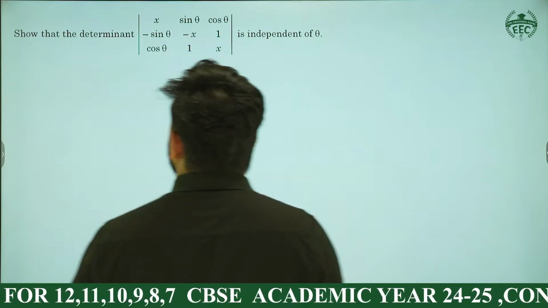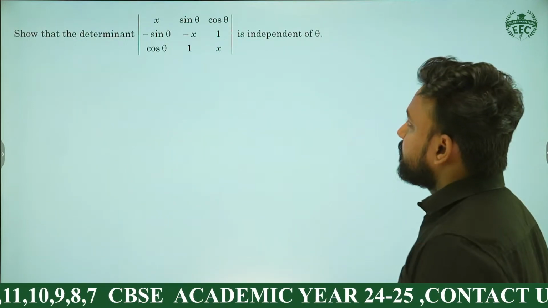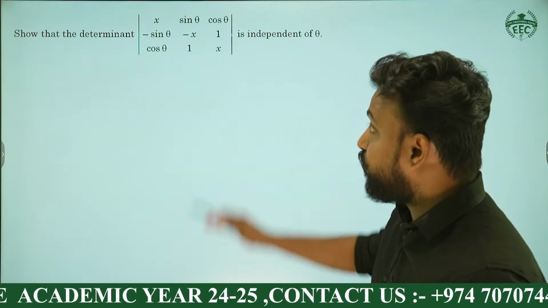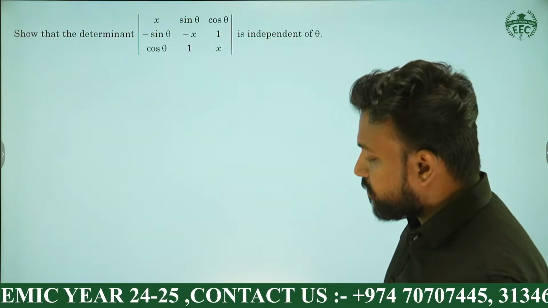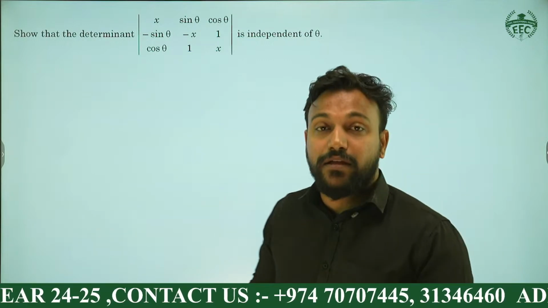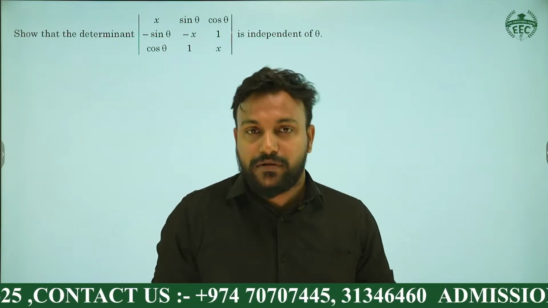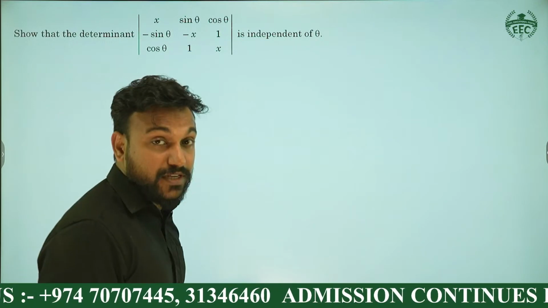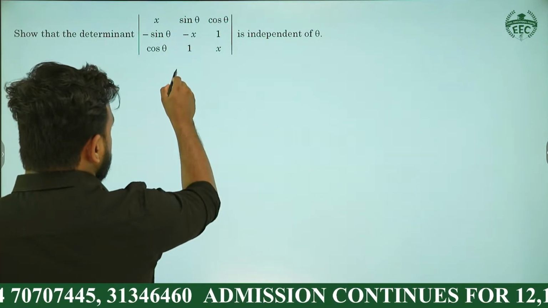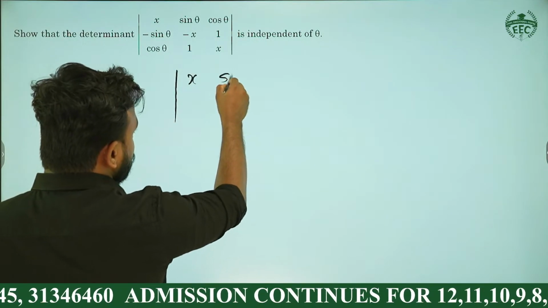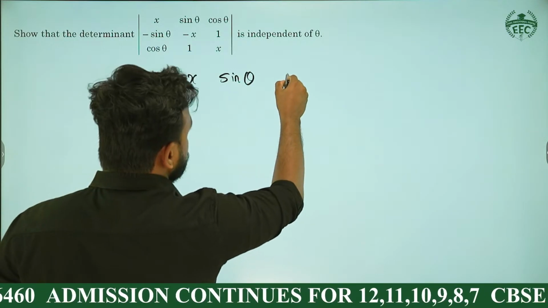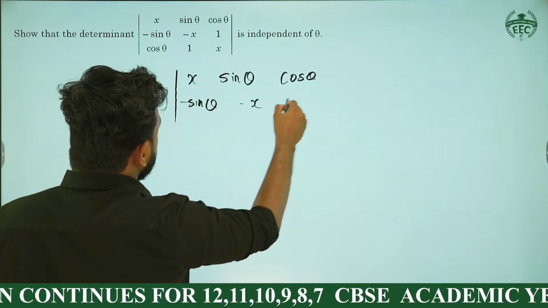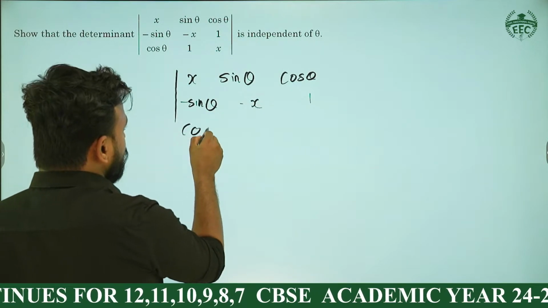Next one. Show that the determinant is independent of theta. It is independent of theta. That means if you find the determinant, theta will not be there. Only x or some other constants will be there. The theta is completely eliminated when you find the determinant of this particular matrix. I'm going to find the determinant. It's an easy one. You only need to find the determinant and you need to know some trigonometry.